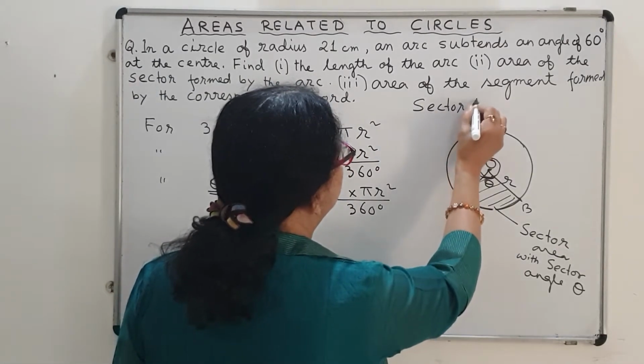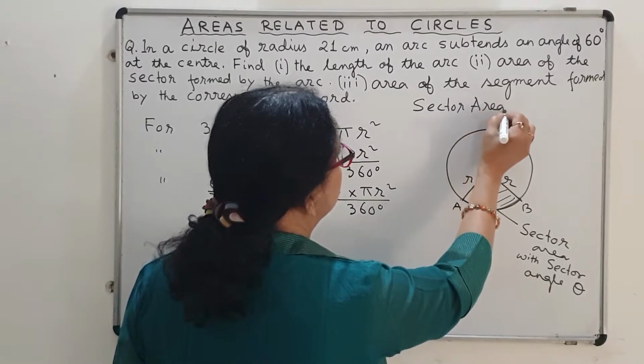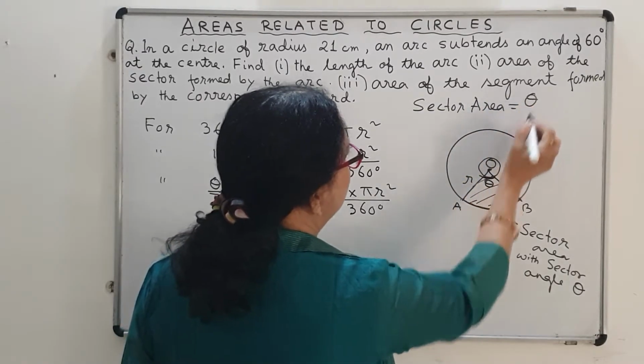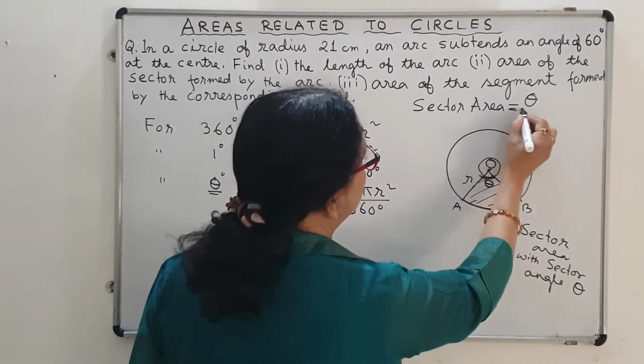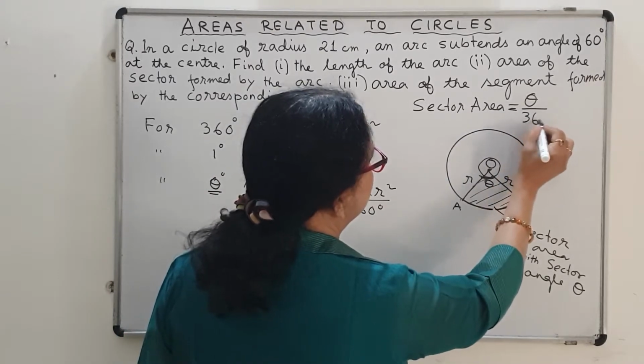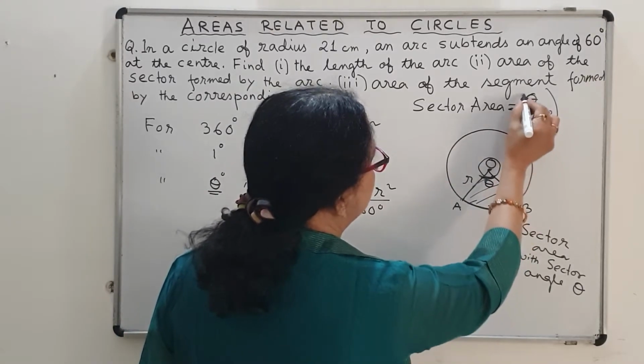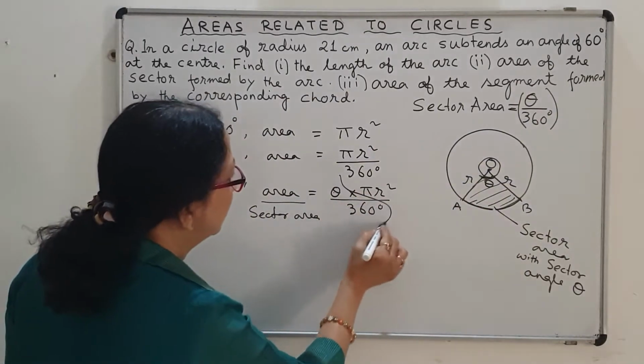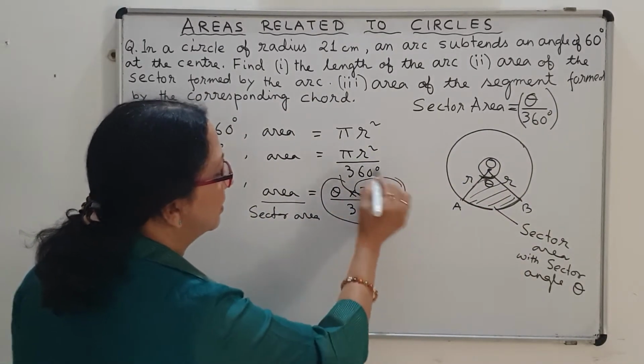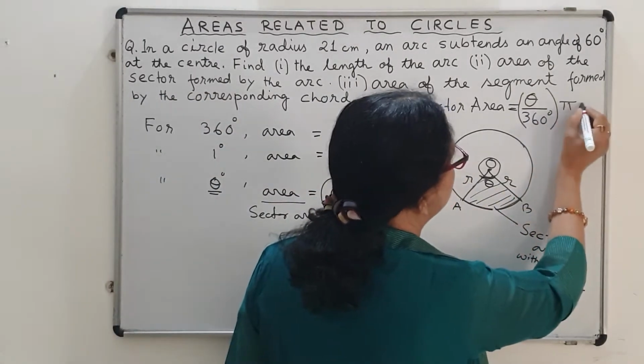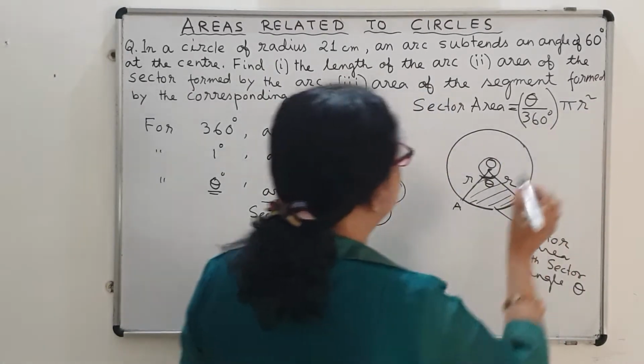Sector area is equal to the sector angle, this is theta, upon 360 degree, this ratio, into the area of the circle, pi r square. So this is the first formula.